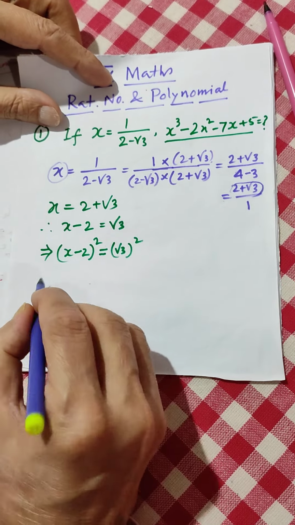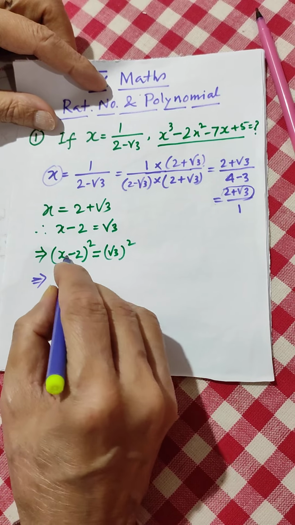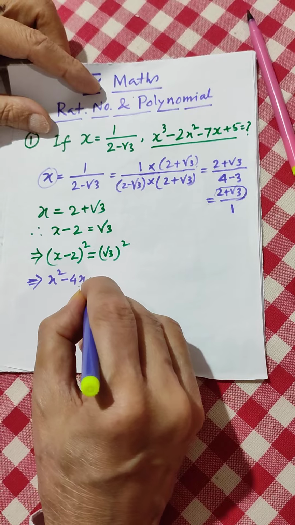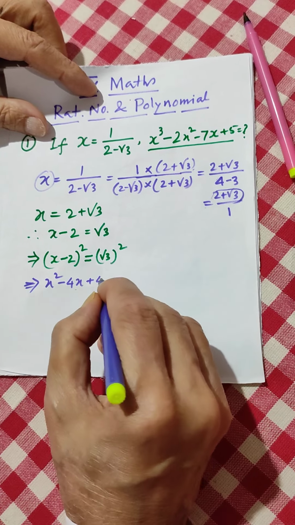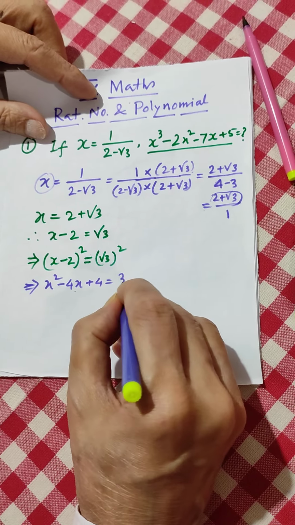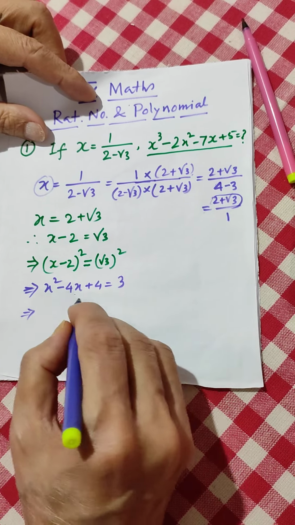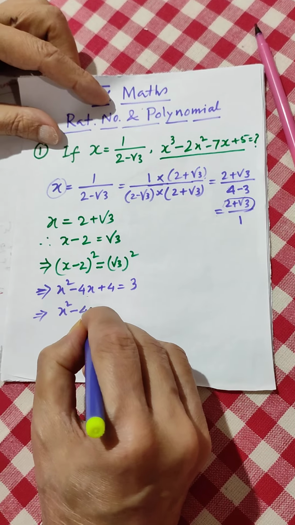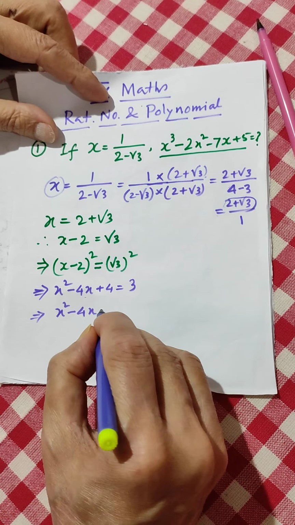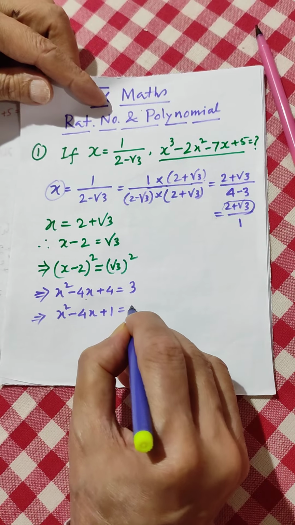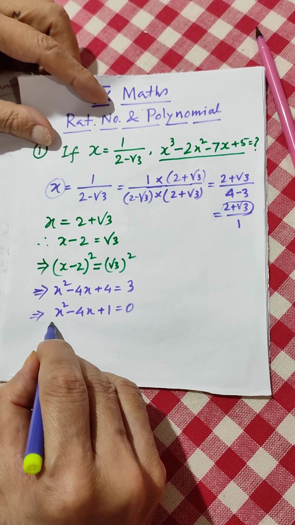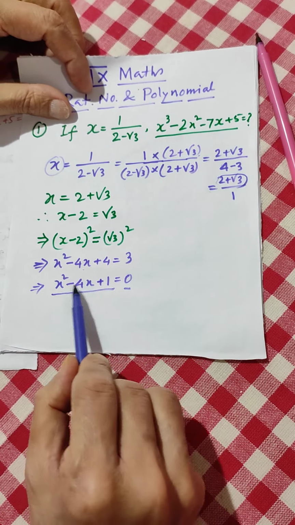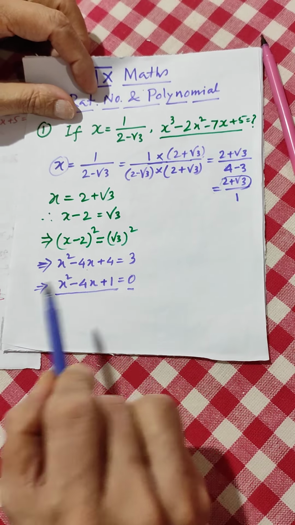Using the a minus b whole square formula, a square minus twice ab plus b square, that is x square minus 4x plus 4, equals 3. Now make the right side 0, bring everything to the left side. That is the method. Note the method. So 4 minus 3 is plus 1, equal to 0. So we get x square minus 4x plus 1 equals 0. In this type of sum, you always have to get something whose value is 0.